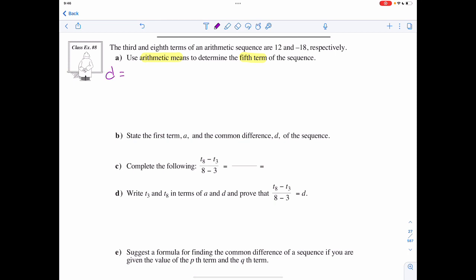My difference is going to equal term 8, which is negative 18, minus term 3, which is 12, all over the n values, 8 minus 3. This is going to give me negative 30 over 5, or negative 6.